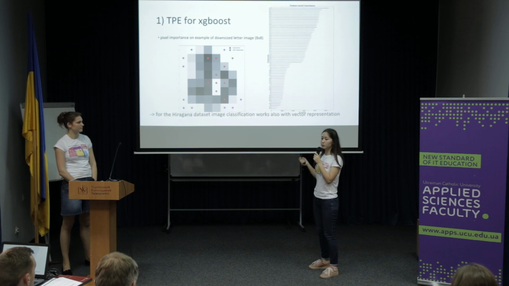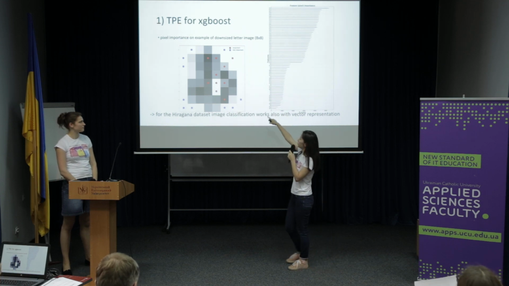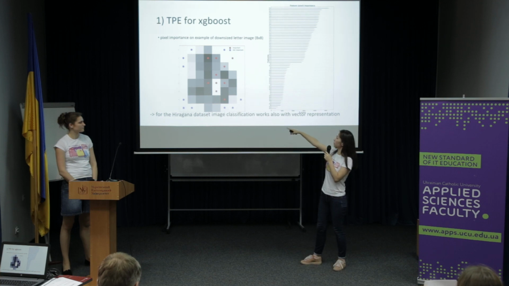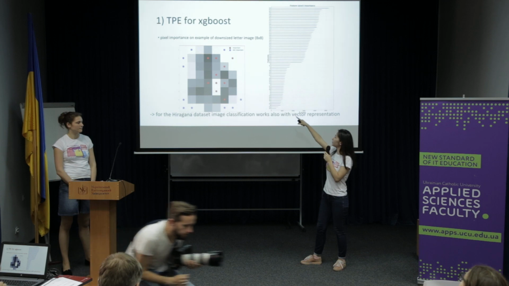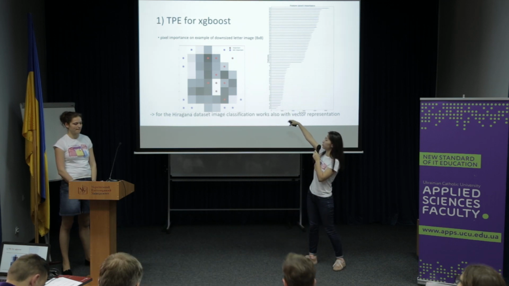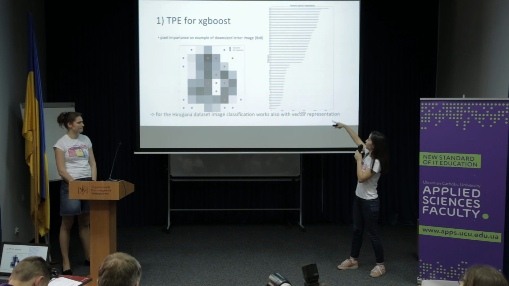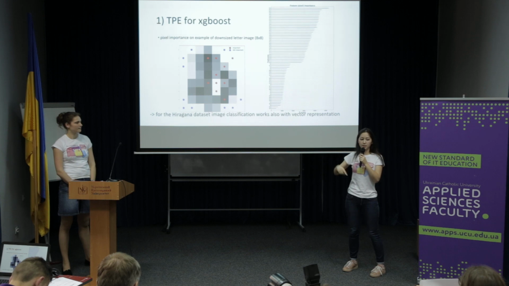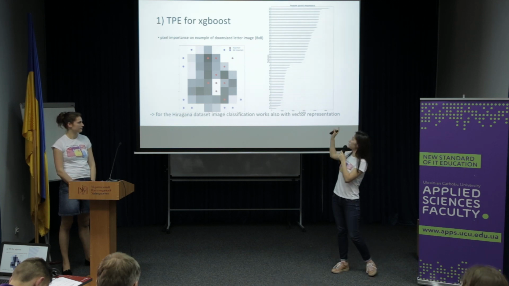That's why we decided to decrease the size of the images. This is the downsized letter image, 8 by 8, and the blue ones are not important pixels, and the 10 red ones are the 10 most important pixels. And here you can see the hierarchy of the pixels. Some of them are more important. That's why we decided to put them in a separate vector. And this vector we pass to our TPE and the Gaussian processes.